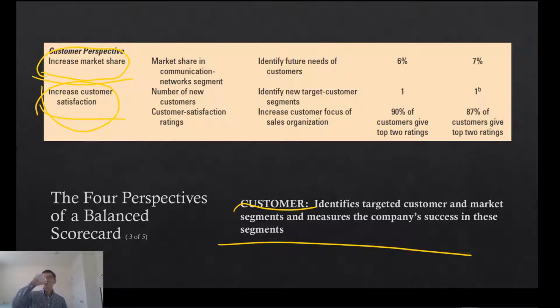All right. So to increase market share, the measure is market share in the communication network segment. So what is that? It is to identify the future needs of customers. So what you really want to get out of my products, right?